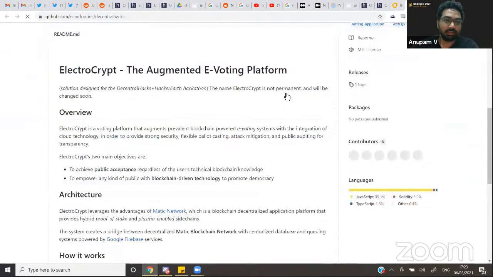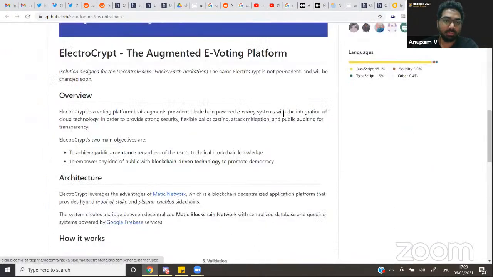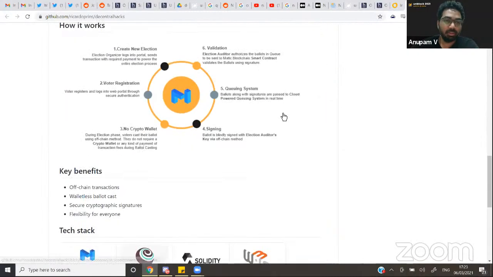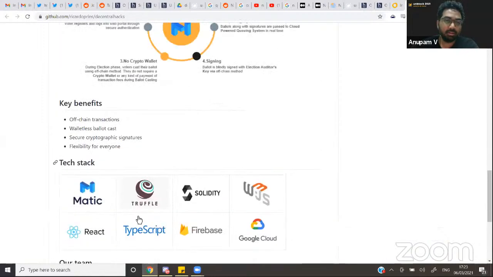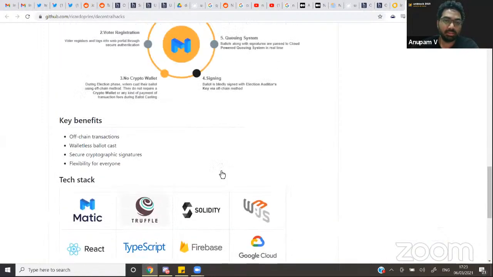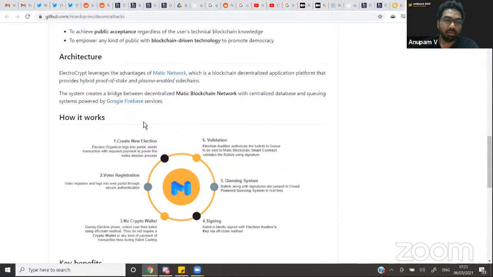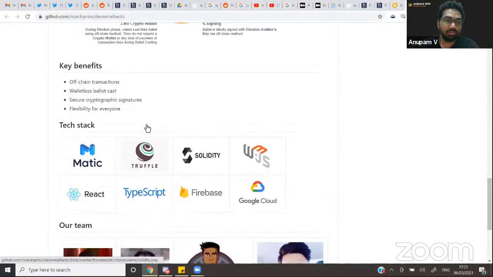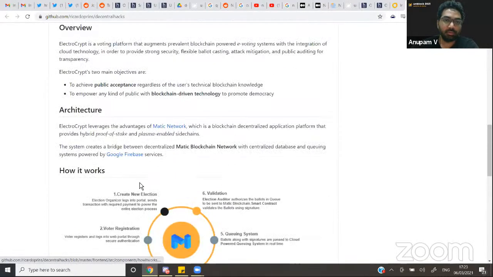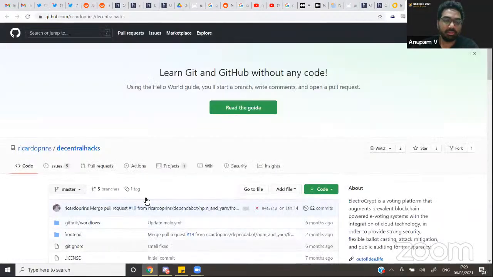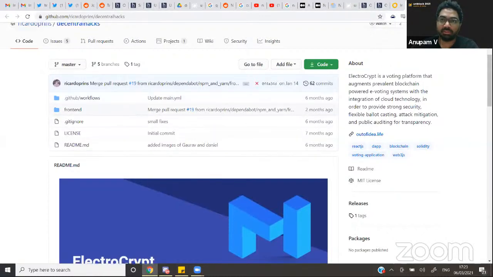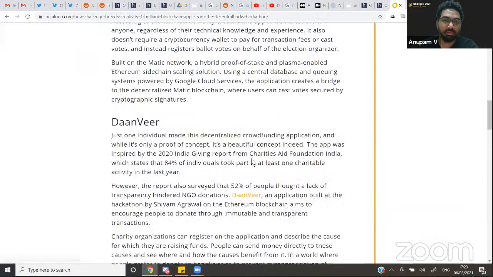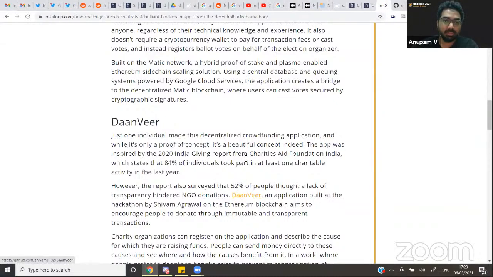If you look at Electrocrypt, they deployed it on Matic. You can pretty much find all of this: the team, what tech stack and programming language they used, how it works, and all the Git commits. It looks like these guys kept working on it even after finishing it. That's pretty cool. And then the next one is Danveer.